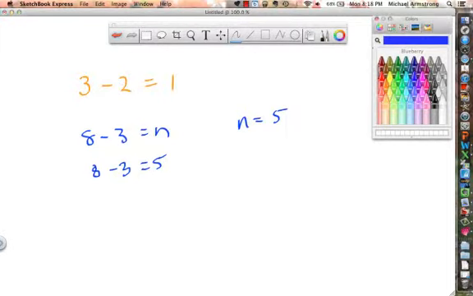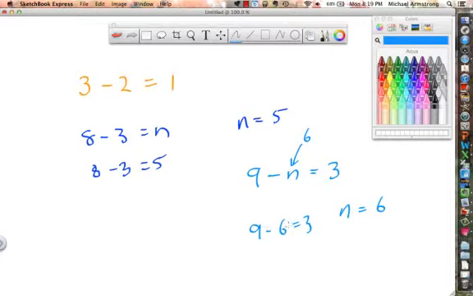Now they give you some of these problems a little differently. They might say 9 minus n equals 3. Well, what does n equal in this case? n is not 5 anymore because 9 minus 5 is not 3. 9 minus 5 is 4. So n has to be 6, because if we put a 6 in here for n, then 9 take away 6 equals 3. And 3 plus 6 equals 9.